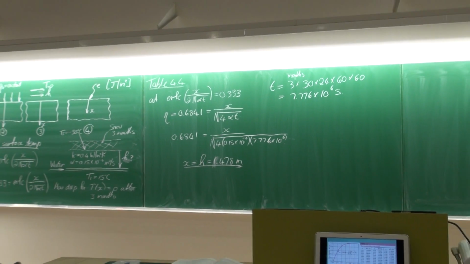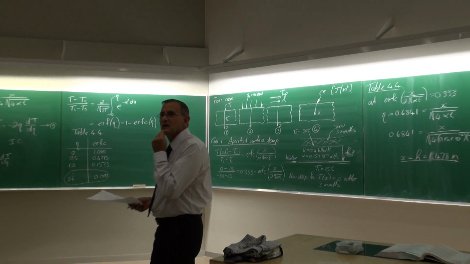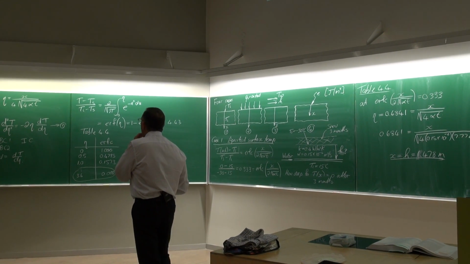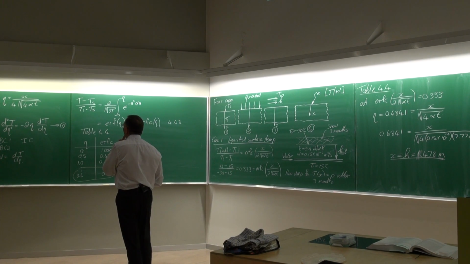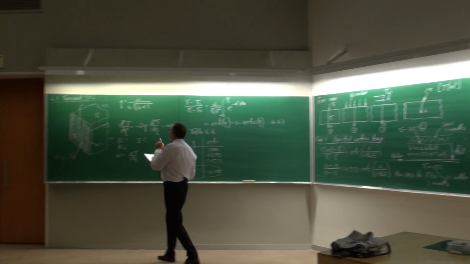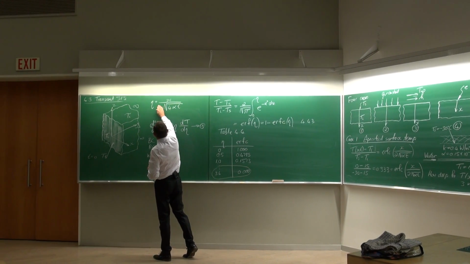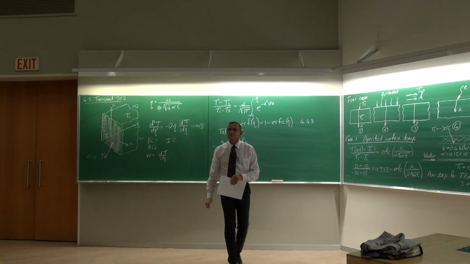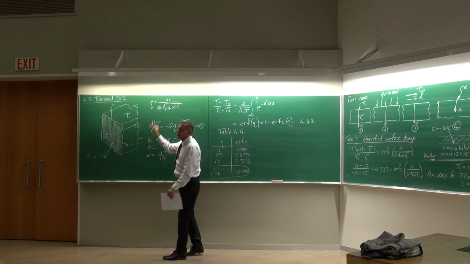Okay? Yep, question. First of all, the eta there is x over the square root of 4 alpha t, is that right? Yes, it doesn't look right. I can't remember. You can just check there for me. So it's either this 4 or that 4. Okay.